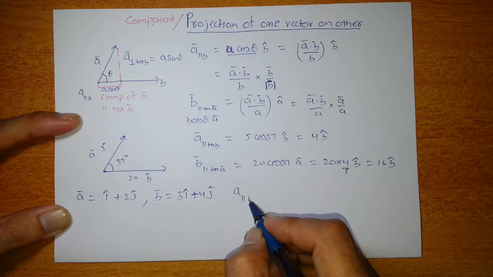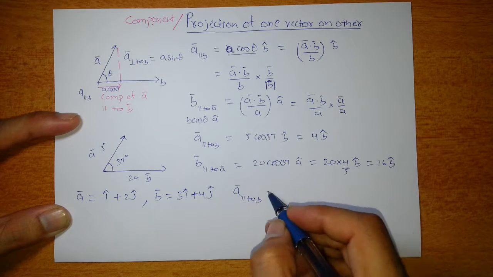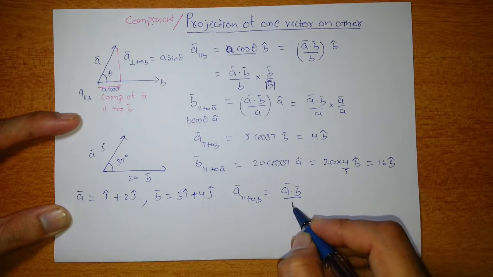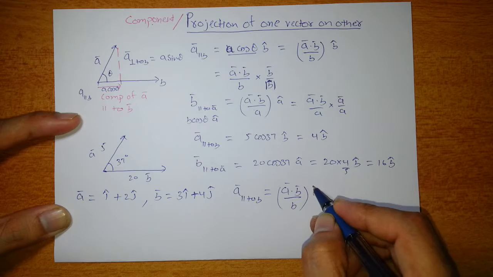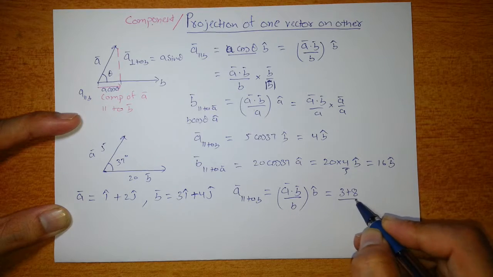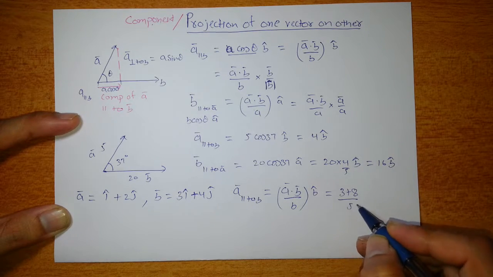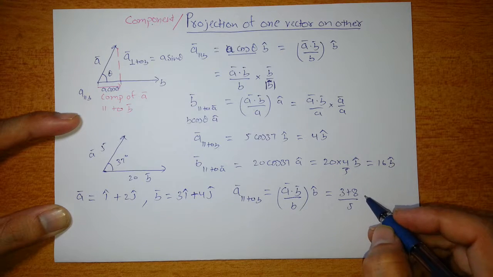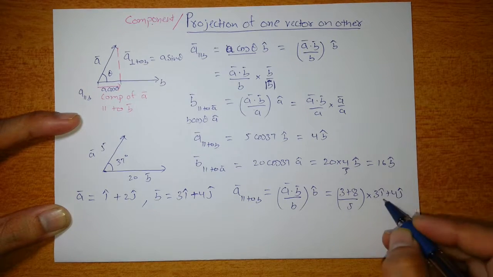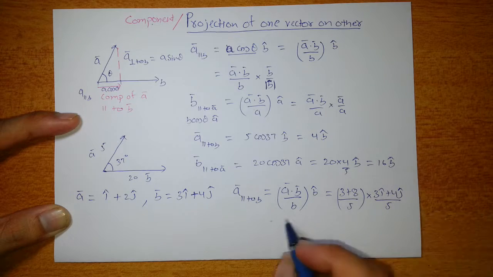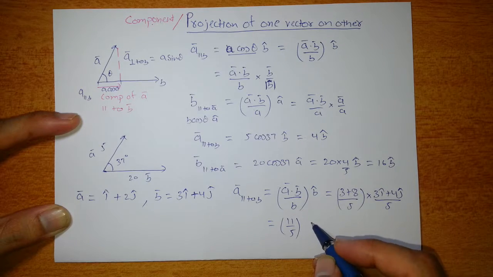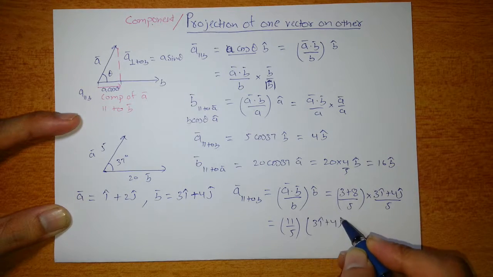Component of A parallel to B, or projection of A on B, both are the same thing. So it will be A vector dot B vector divided by the magnitude of B, into B cap. When we take the dot product, it will be 3 plus 8, divided by the magnitude of B, which is nothing but 5. 3 square plus 4 square is 5. And B cap is nothing but 3i plus 4j divided by its own magnitude, which is 5. So we get the component of A parallel to B as 11 by 5 into (3i plus 4j) by 5.